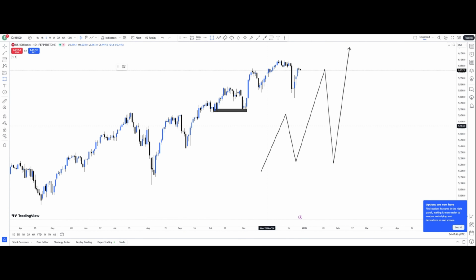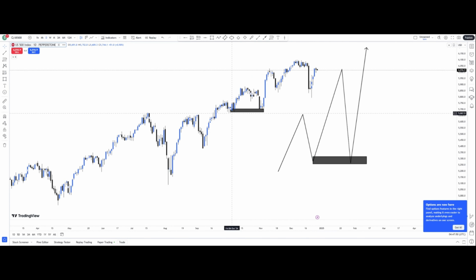So we take this point as our demand zone. So we wait for price to come back to the demand, which is here, and we look for entry on the 4 hours. This is the first type of entry.